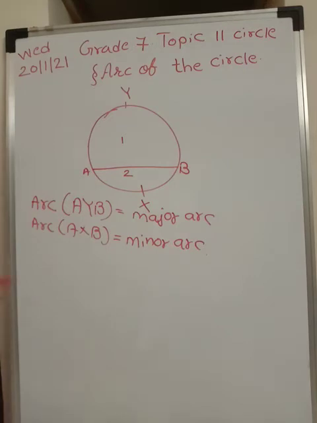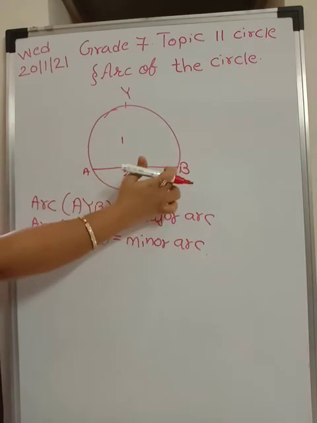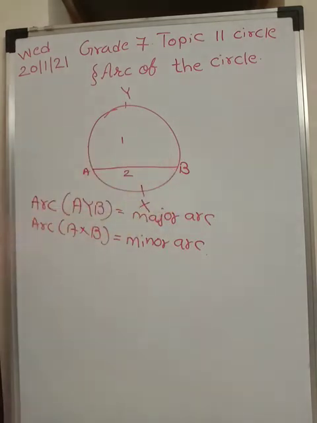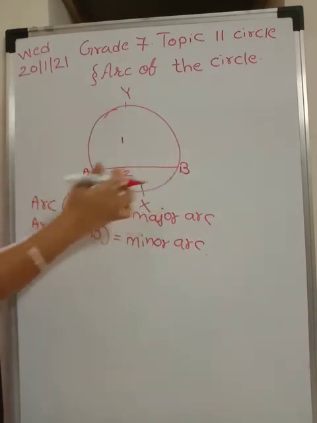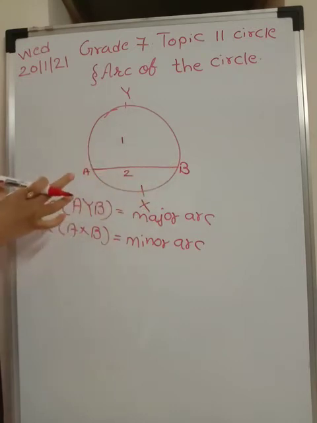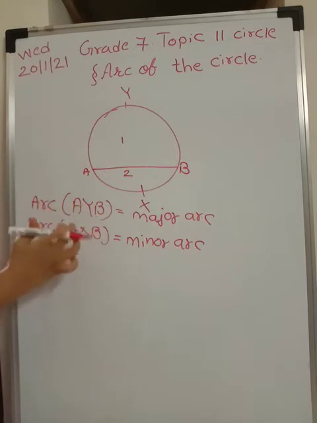Now if you consider arc AYB and AXB, they have common endpoints A and B, and they are completing one circle as well. So these arcs are called mutually corresponding arcs. In this case, AYB and AXB have common endpoints, and together they complete a circle. So these 2 arcs together can be called mutually corresponding arcs.